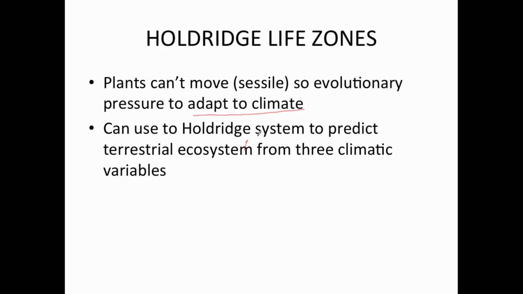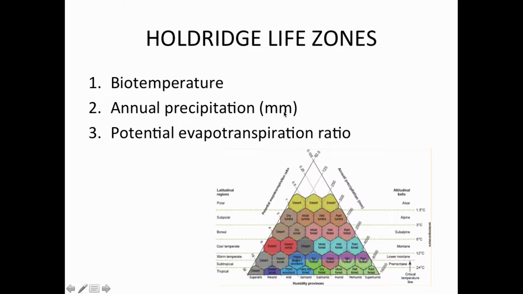And so with the Holdridge system, and given that climatic data, you can predict the terrestrial ecosystem. You can predict the types of plants you'd find in any particular place on the planet if you have that climate data. So what variables are we talking about? What type of climate data? What we're referring to is the biotemperature, number one here, which is shown on this part of the diagram, and it's in bands.